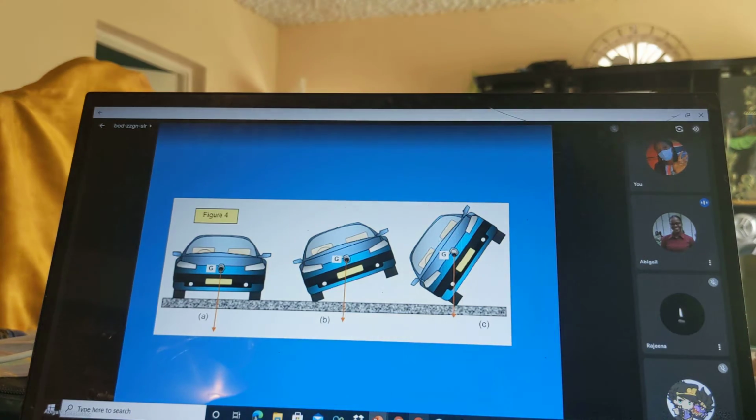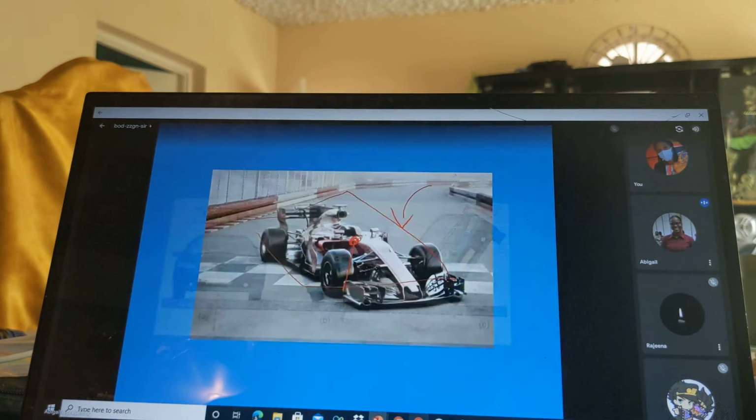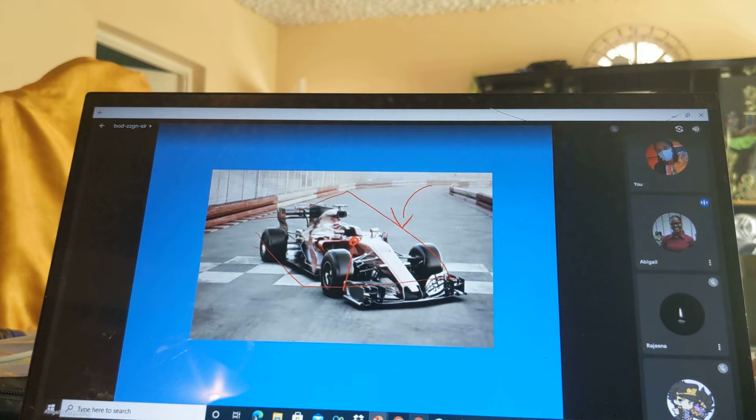So race cars and things like those are designed with stability in mind, with the knowledge that things that are broader at the base tend to be more stable than things that are broader at the top. So they design these race cars so that the center of gravity can be closer towards the base. If the center of gravity is closer towards the base, then it will be more stable.